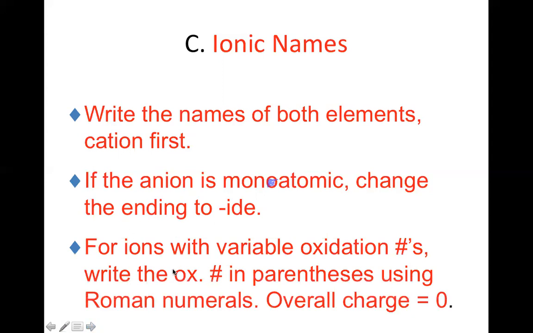All right, so for ions with variable oxidation numbers, we are going to write the oxidation number in parentheses using Roman numerals. And again, our overall charge has to give us 0. So really this is for transition metals. If we have transition metals, we're going to have to write their oxidation number using Roman numerals, and we're going to write that in parentheses following the name of the metal.